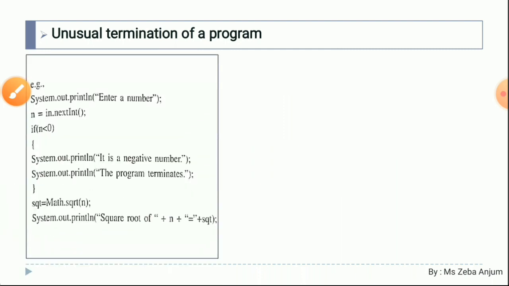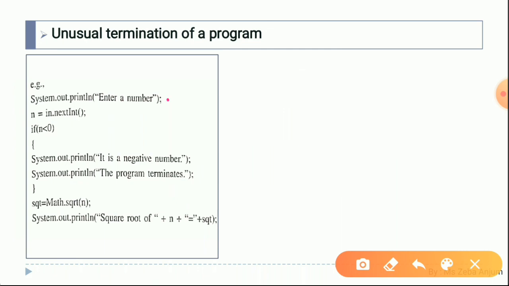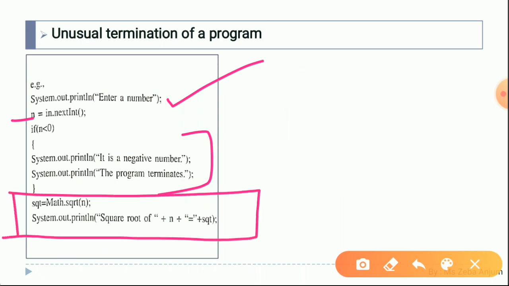Okay, now let us see this simple example. We are having System.out.println, enter a number. You have entered a number over there in n. Then an if statement we are having, then some kind of compound statements. And then after these compound statements, these statements will get executed anyhow. Whether your if condition is true or false, that will not affect these statements.